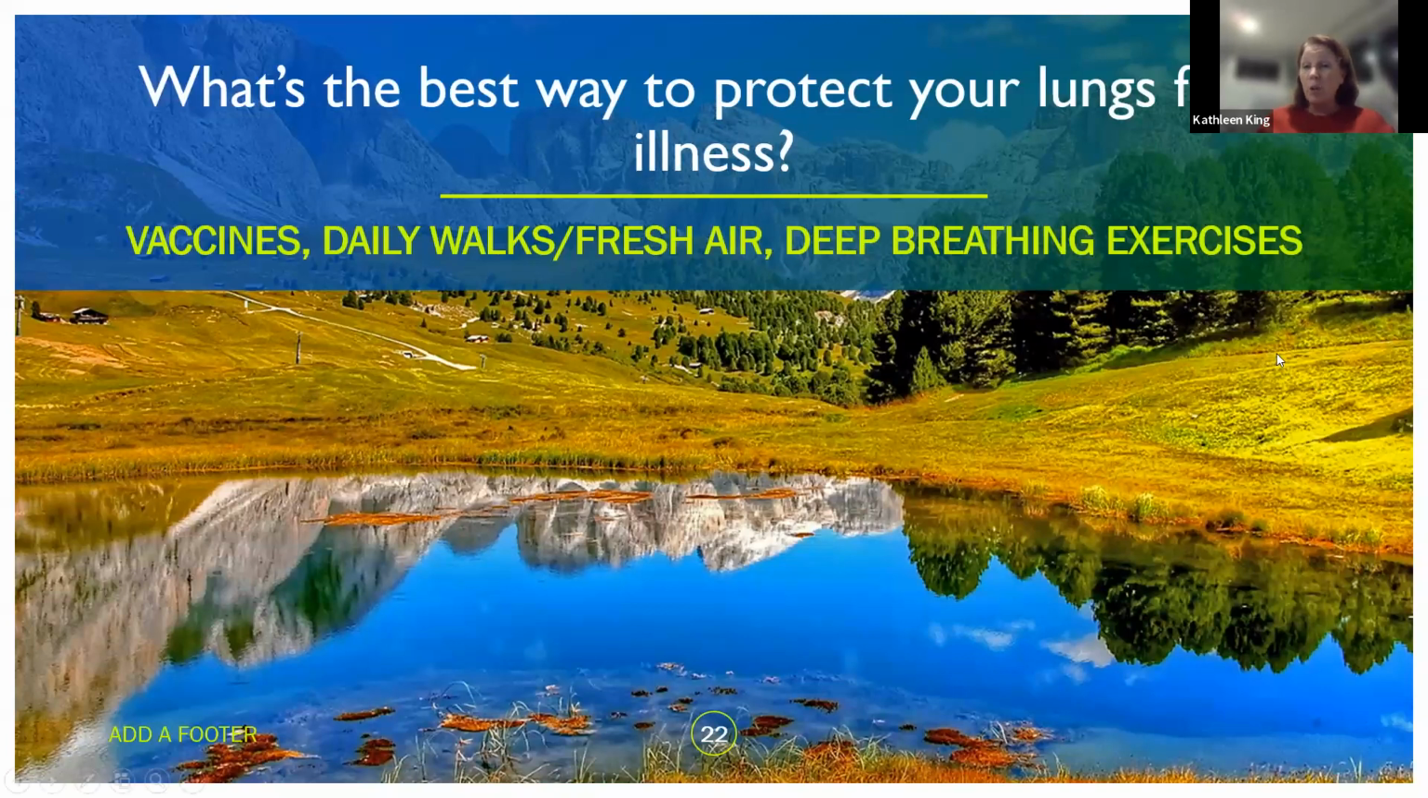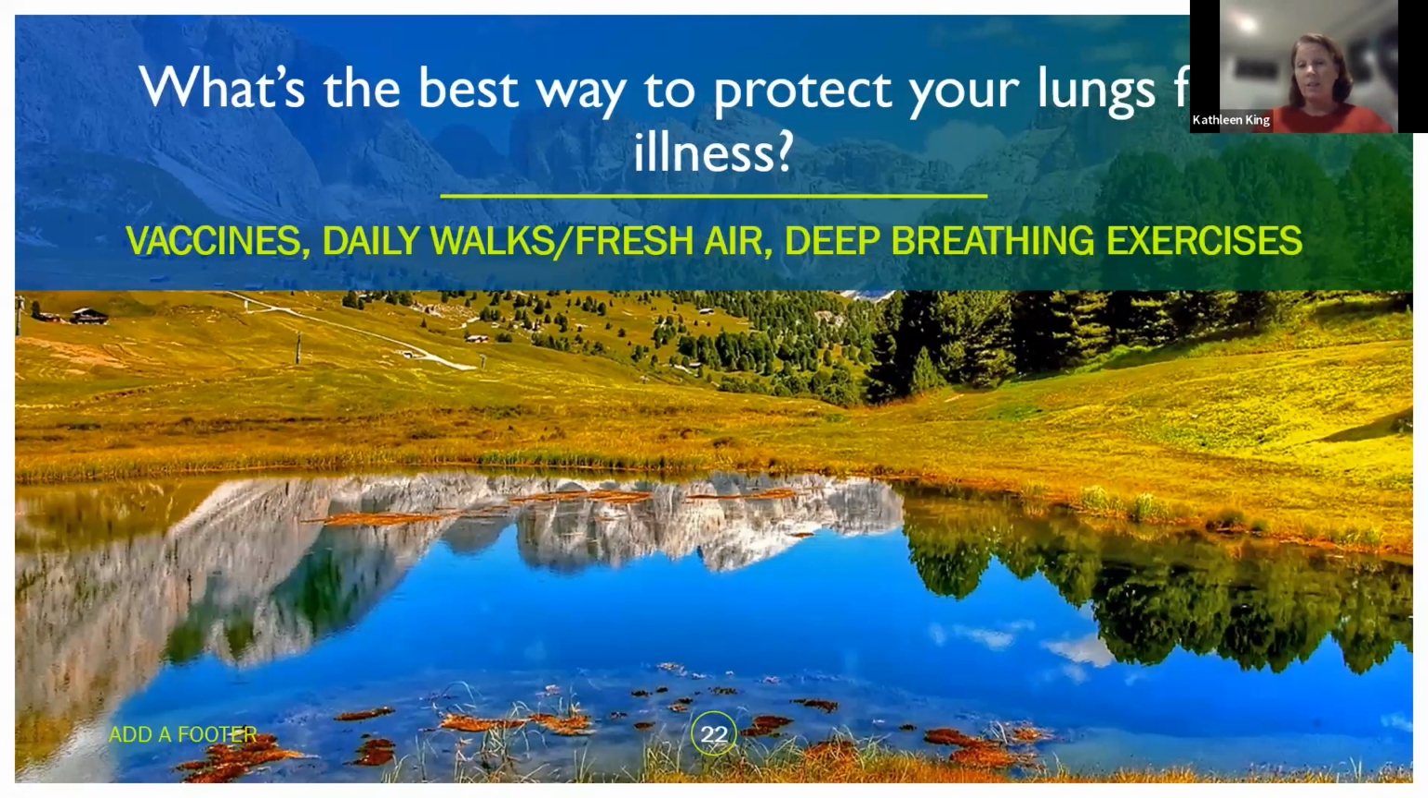What's the way to protect your lungs from illness? So let's say you're not a smoker. I do what I can. Vaccines. There are certain vaccines you probably should get. Daily walks in the fresh air. Essential. Fresh air is great for our lungs. We need outside air, not air that's recirculated and air conditioned. If you can handle the outside air, it's just a good way to build immunity.